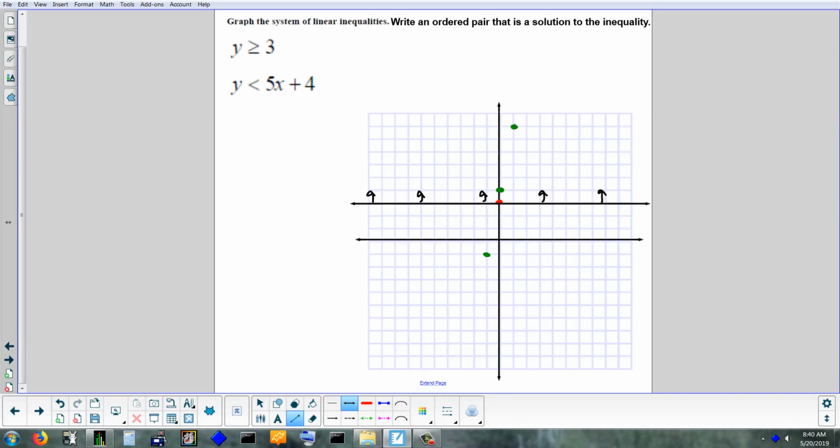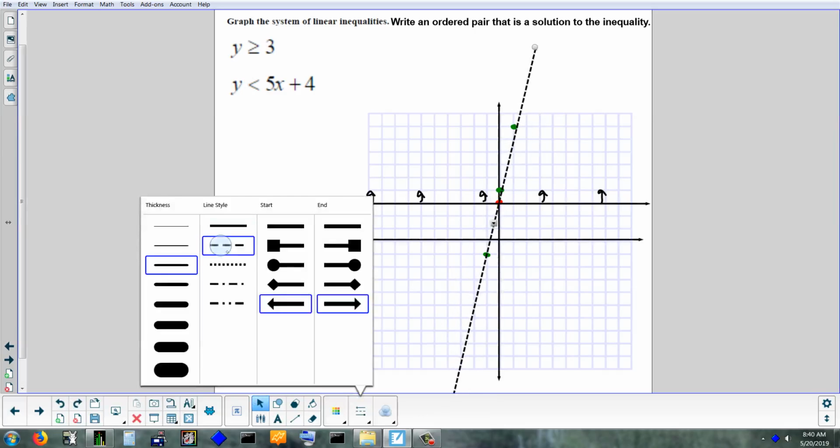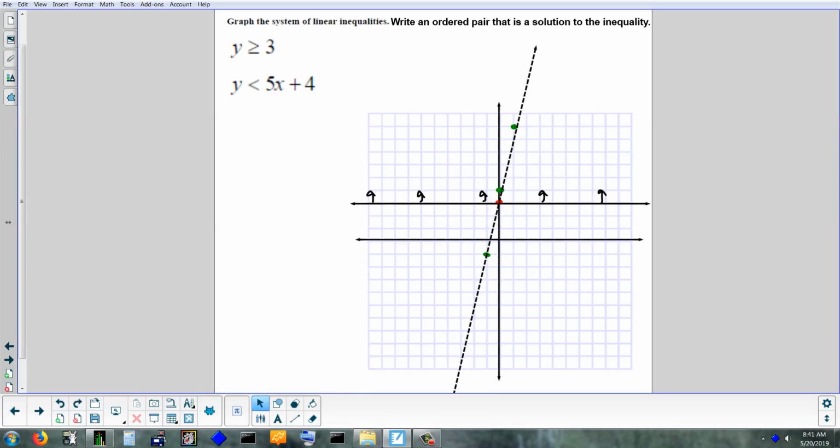I can't draw it dotted right away, so I'll make it solid. Then I'm going to change it. Wait, why can't you do that right away? I don't know. It just always does it solid. Then I can fix it after. So there's my dotted line.